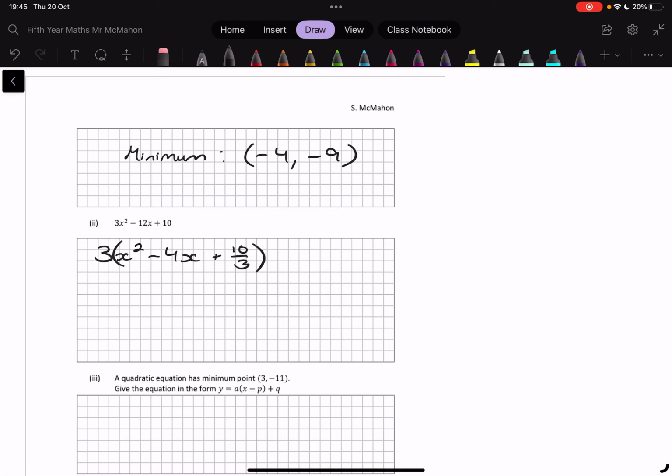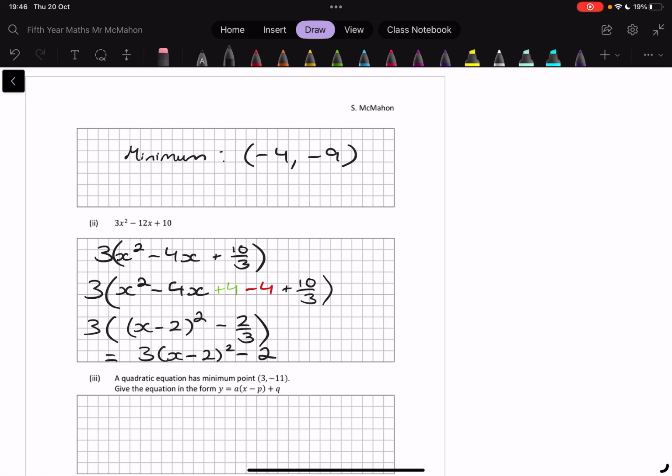Plus 10 over 3. Okay, then we do the same thing that we did before. We divide the 4 by 2, which gives us minus 2, and then we square it, which will give us plus 4. We also have to incorporate that minus 4, and then we get plus 10 over 3. Inside our brackets we can have (x minus 2) squared minus 4 plus 10 over 3. So 10 over 3 minus 4 will give us minus 2 over 3. You can just do that on your calculator. And then tidying up a little bit, multiplying that 3 back inside, we should get this here.